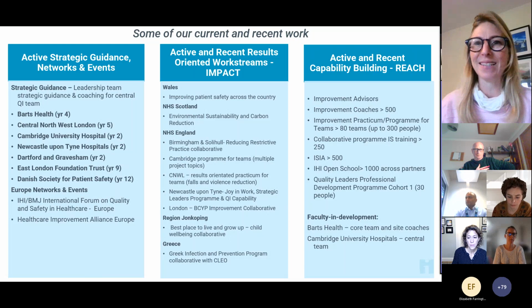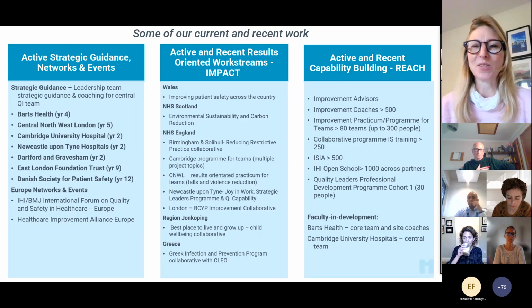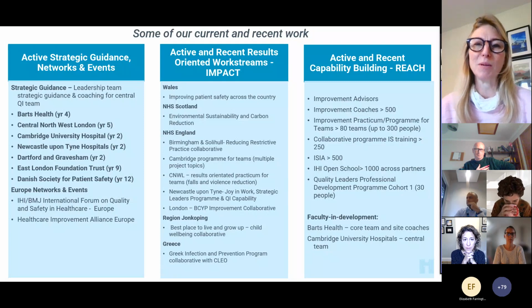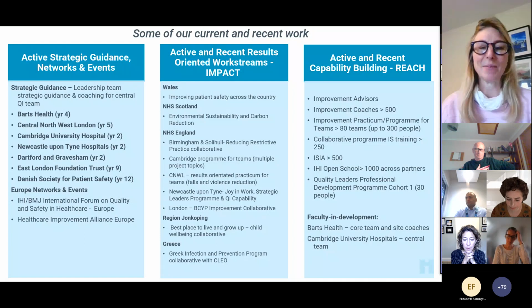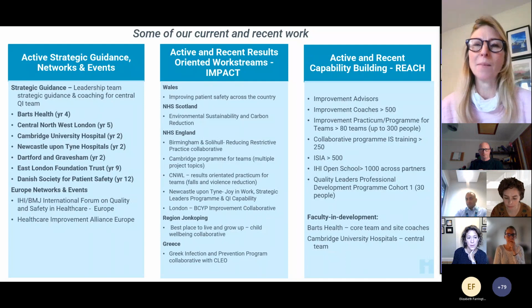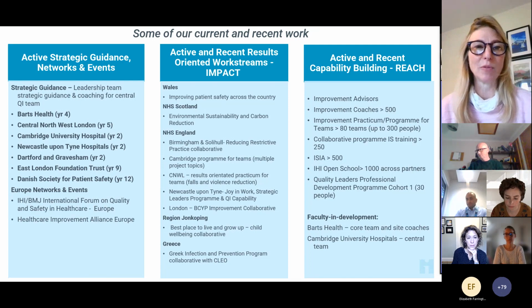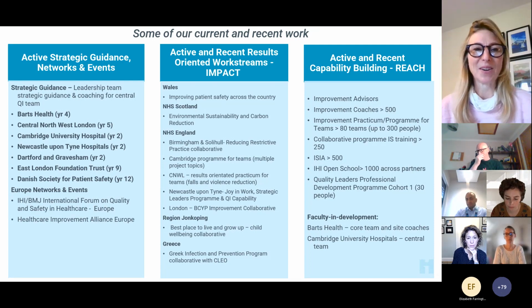Many of the names on this slide will be familiar to you. We're working across Europe on all sorts of wonderful projects, all at different stages. Some are multi-year partnerships, so we've been working with people for three or four years. Some are just starting off now, like this piece of work here. And some are project-based, and some are around building capability and capacity for people to do the improvement work. So that's our current and recent Europe work.